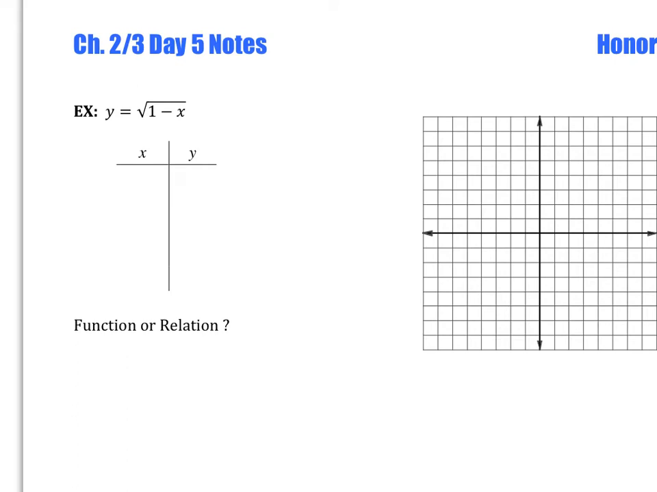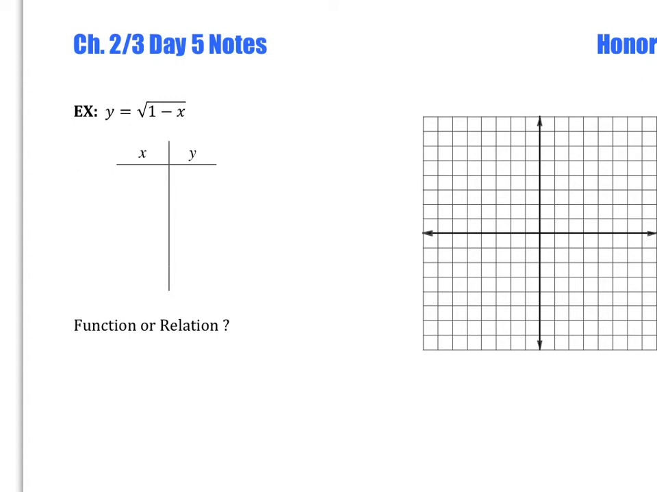All right, our last example here. Y equals the square root of 1 minus x. Which variable has something funky happening to it? Hopefully you recognize that x has something funky happening to it. So we're going to choose values of x first, and then we'll solve for y from there.